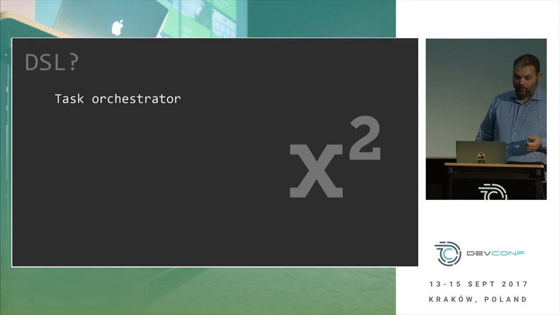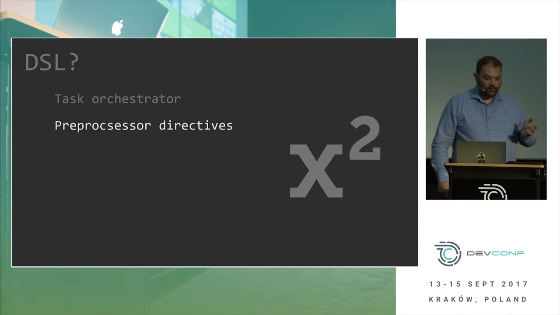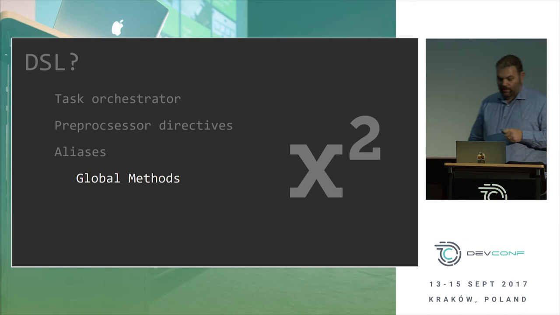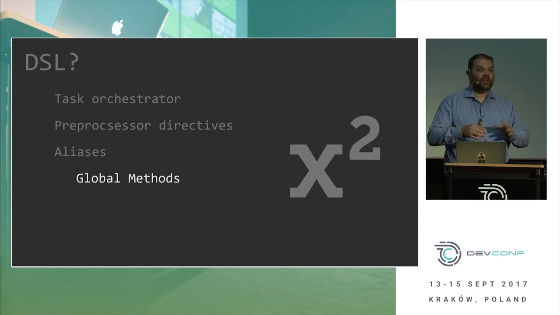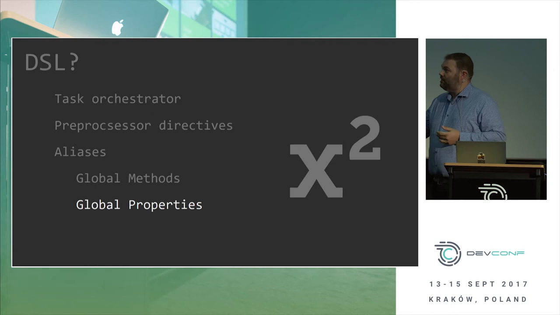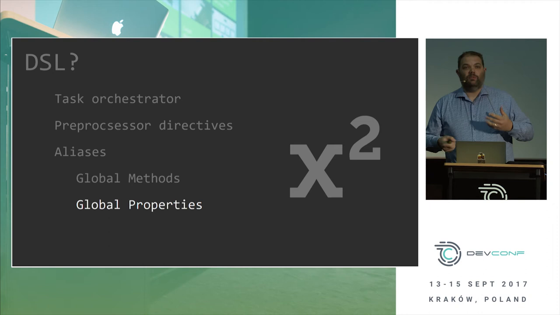We add a task orchestrator, so you have the whole dependency thing with that. We add pre-processor directives. We add aliases, which are basically global methods, so you can just type the method name and it will be globally available. They are just extension methods of a context. You could invoke it that way too. We have global properties where we expose things like build system properties, for example from AppVeyor, where you can check which version you're on or if you're building a pull request.